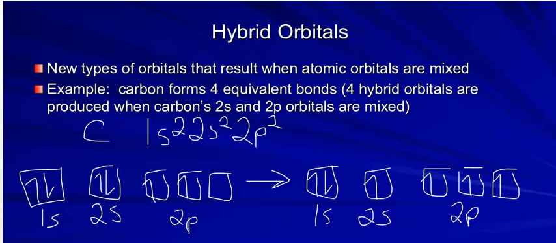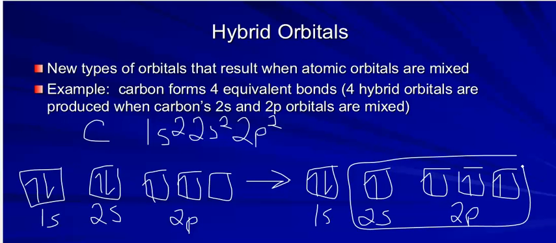Now the hybrid orbital that carbon forms, if you'll notice now, each element that carbon is bonded to can donate an electron here, here, here, and here. So if carbon bonds with hydrogen, hydrogen could put an electron in the 2s and the 2p. And we say that carbon is hybridized sp3.